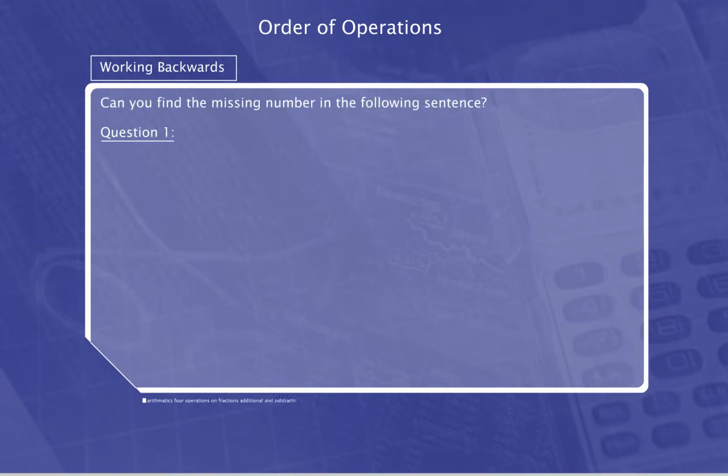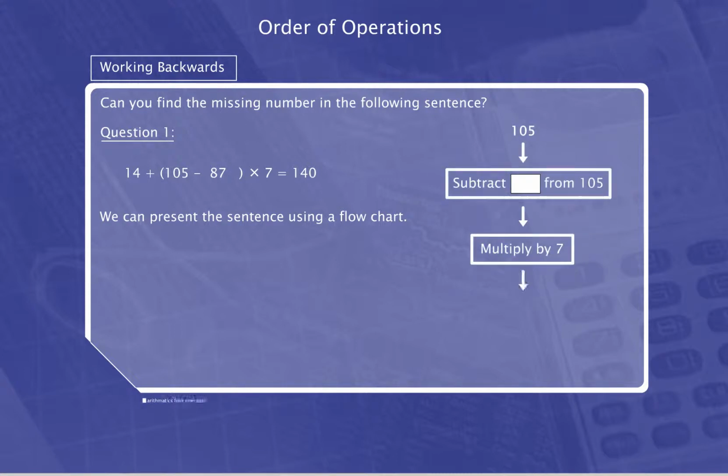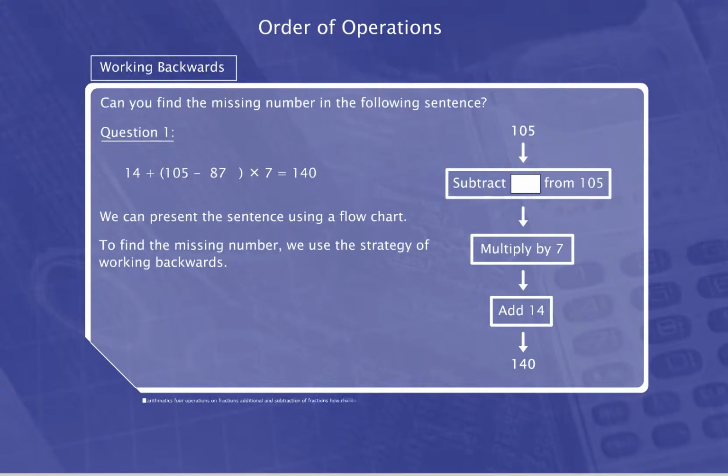Can you find the missing number in the following sentence? We can present the sentence using a flowchart. To find the missing number, we use the strategy of working backwards.